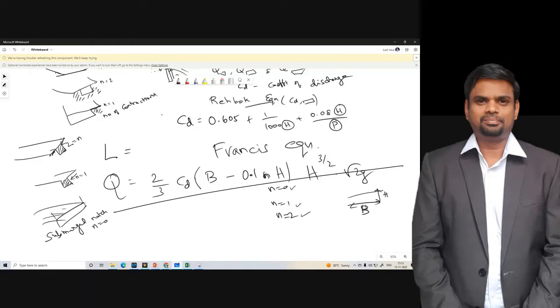And we have the Rehbock equation, which is used to determine the coefficient of discharge, given by 0.605 plus 1 by 1000 H plus 0.08 H by P, where H is, for example on the weir, the height of the fluid on the upstream side, and on the downstream side the height is called P. You can say this point is the crest. It is the height of the crest.